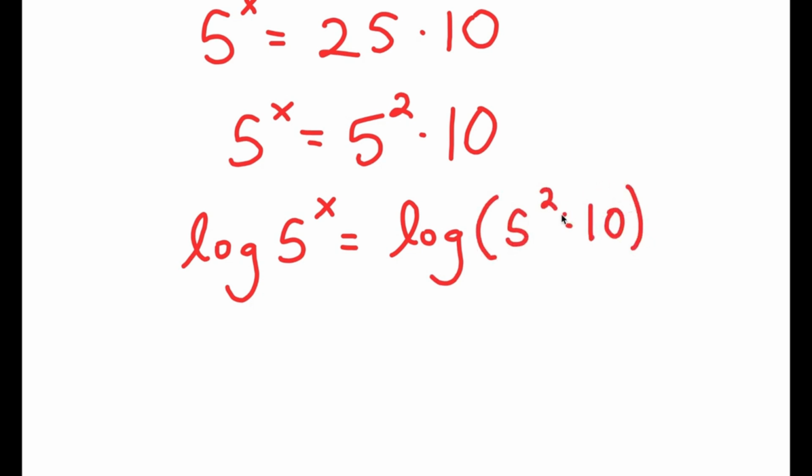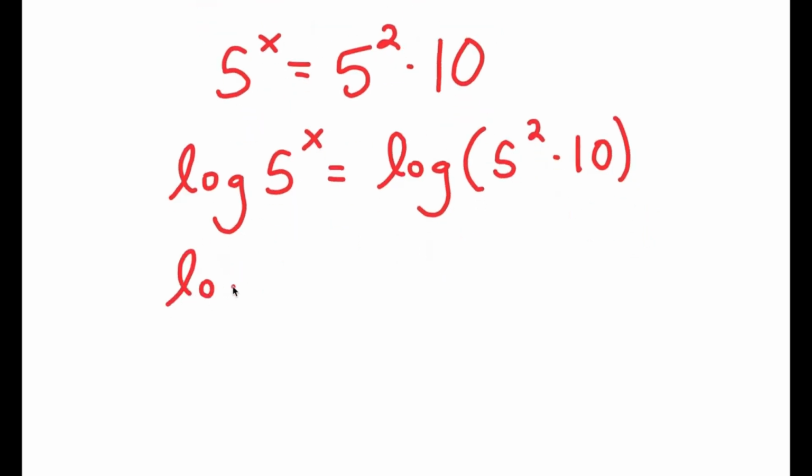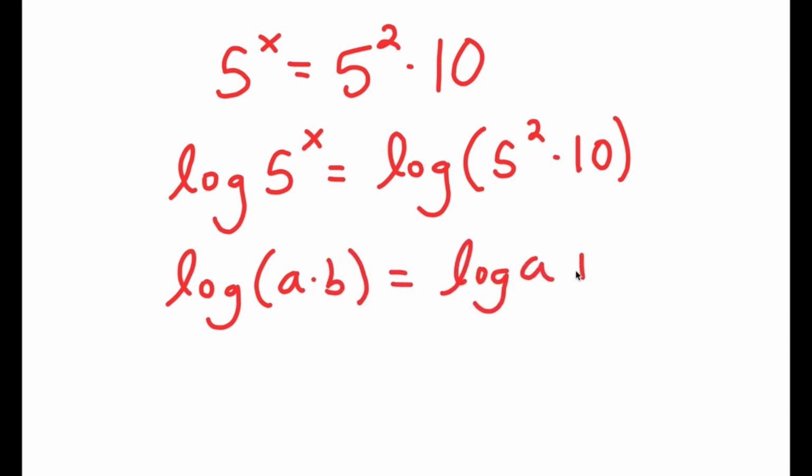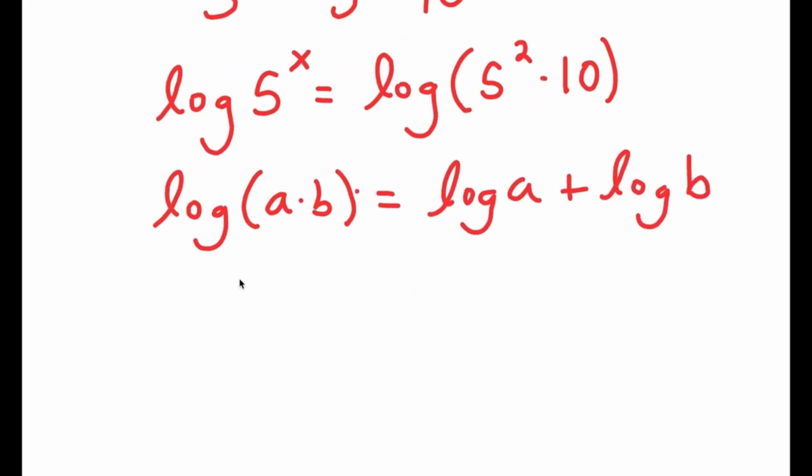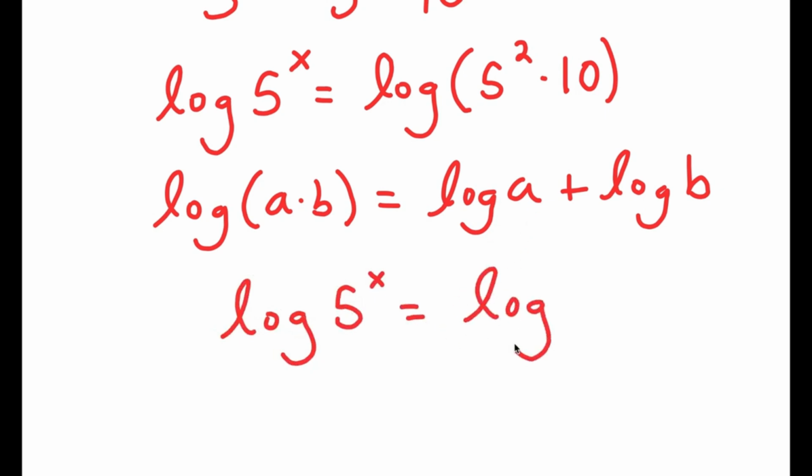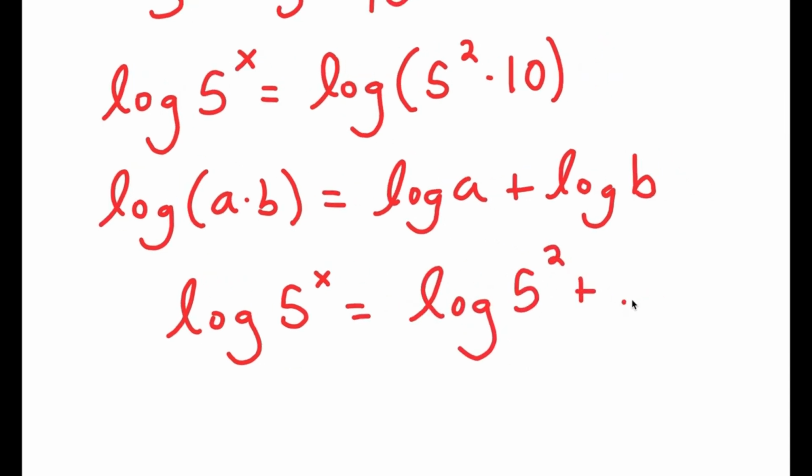And this is the same thing as, well, log a times b is equal to log of a plus log b. So log 5 squared times 10 is going to equal log of 5 squared plus log of 10.